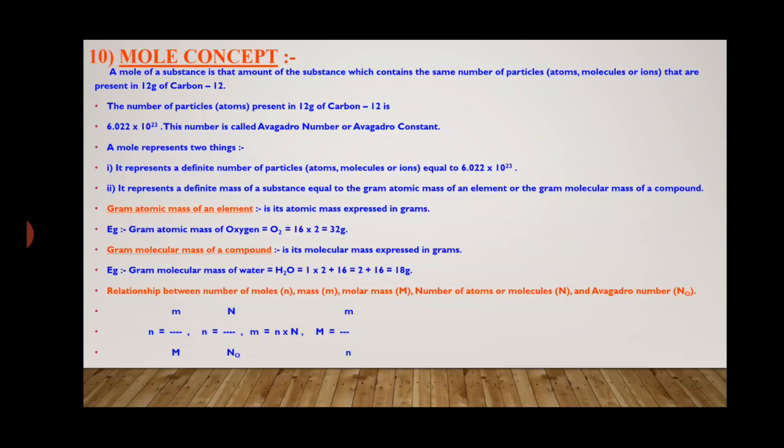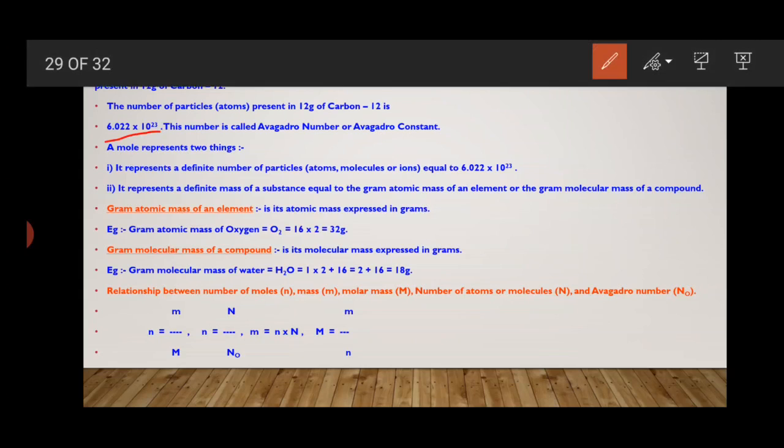Similarly, mole is one counting unit, in which we measure the approximate number of particles of which any chemical compound is formed. Any chemical compound is approximately made up of some number of particles, which was first discovered by Amedeo Avogadro. That number is called the Avogadro number, and that number is 6.022 into 10 to the power 23. I already told you that this number is also called the Avogadro number or Avogadro constant.